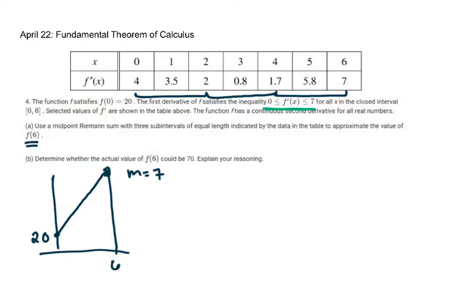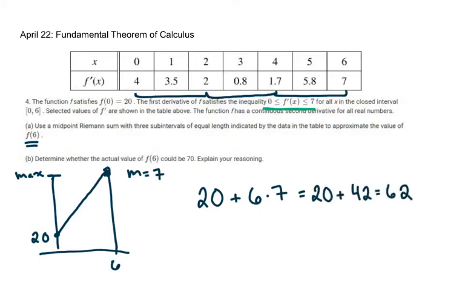And so, a couple different ways to do this, for me, I would just say, okay, well, what's 20 plus 6 times 7? Because that's going to be your absolute max that you can possibly have here. And that's then 20 plus 42, which is 62. So it can never be 70 because the max is 62.